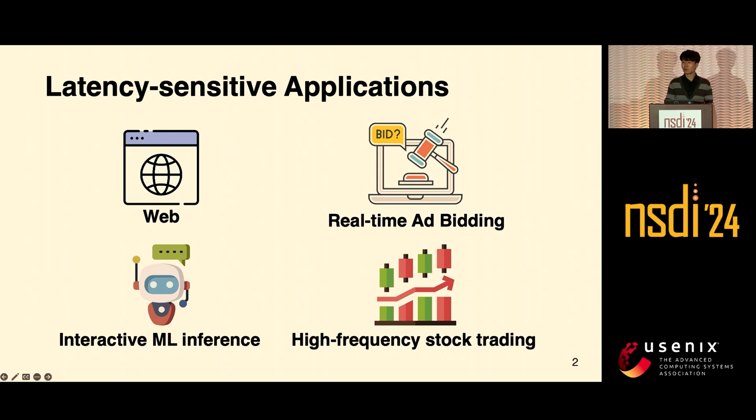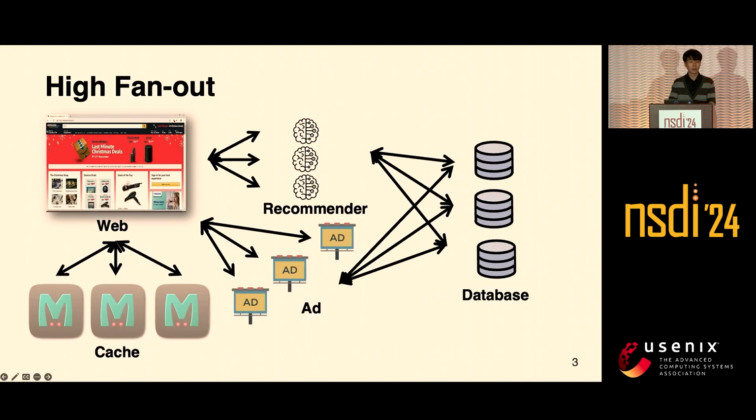Nowadays, more and more latency-sensitive applications demand stringent latency requirements. For example, web needs to be responsive so that the user doesn't experience any delays. ML inference tasks like the AI chatbot need to be interactive. And real-time ad bidding and high-frequency stock trading need to make and execute decisions in a blink to beat the competitors.